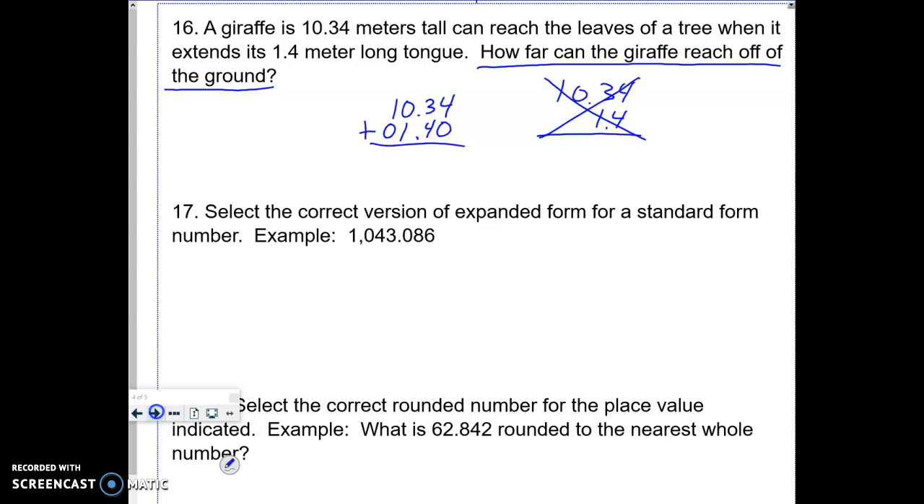All right, so 4 plus 0 is 4. 4 plus 3 is 7, decimal point straight down. 1 plus 0 is 1. 1 plus 0 is 1. So our answer for that question would be 11.74.